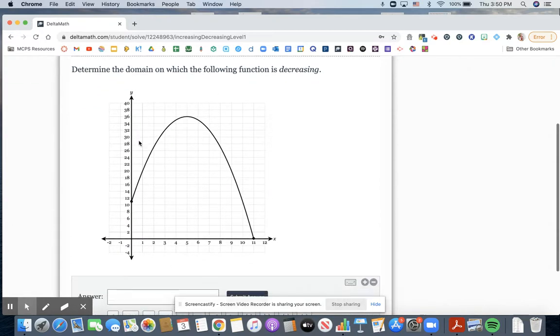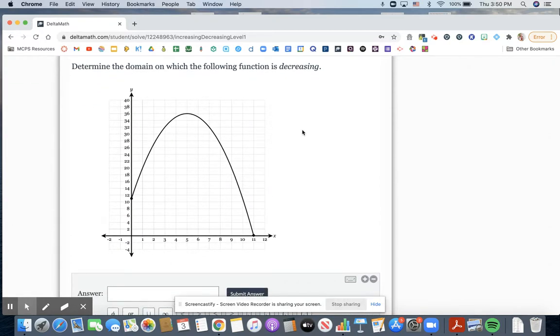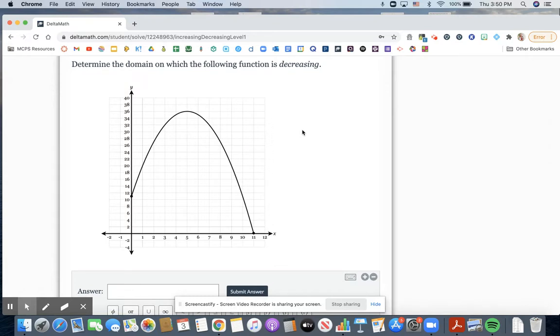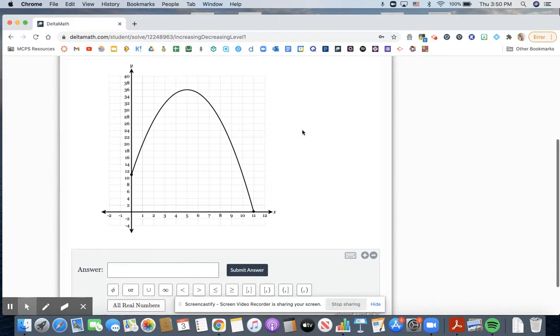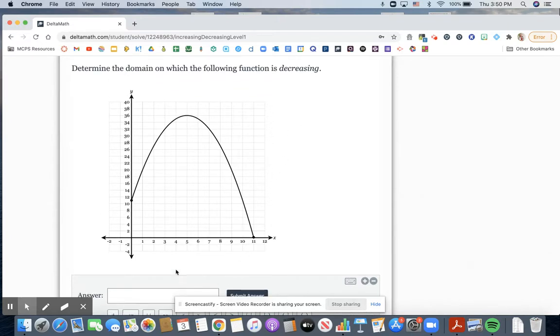Okay, here's a good one. So this one says determine the domain on which the following function is decreasing. So again, I need to follow my function from left to right. So I'm going to start all the way on the left. Now you might notice that this one doesn't have an arrow. It has an end point, so I'll have to keep that in mind for later. But I'm still going to start wherever the graph is on the left and follow it to the right.